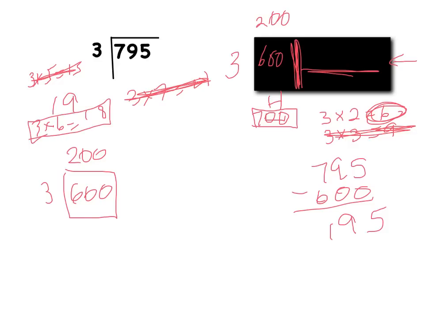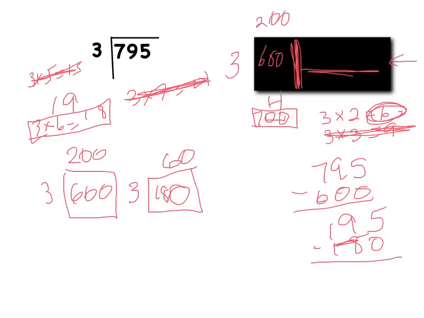So here's the compatible fact I'm going to use. Now, I have to remember, the 19 that I'm dealing with is not 19 ones. It's 19 tens. So when I multiply this 3 times 6 to get 18, I'm really not talking about 18 ones. I'm talking about 18 tens. So I'm going to add my zeros. So 3 times 60 is 180. Now I'm going to subtract my 180 to find out how much I have left. So 195 minus 180 is going to be 15 left.